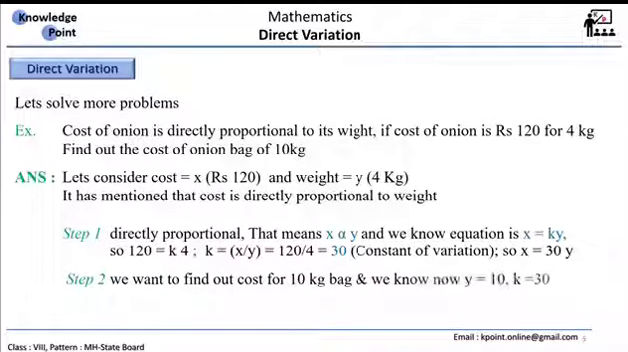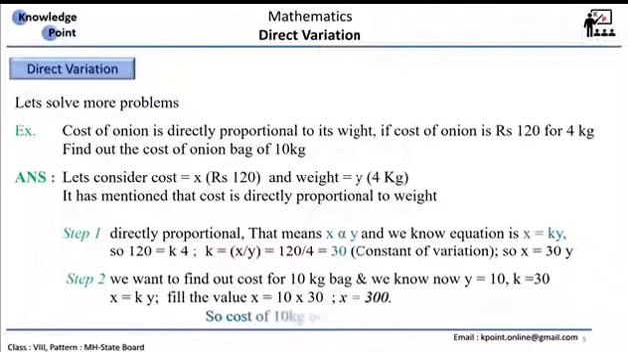We want to find out the cost of a 10 kg pack, and we know now that y is equal to 10, k is equal to 30. So x is equal to ky. Just fill the values in this equation, and the equation becomes x is equal to 10 into 30. So x is equal to 300. So the cost of a 10 kg onion bag is 300. This is how direct variation can help you in your regular life mathematics.